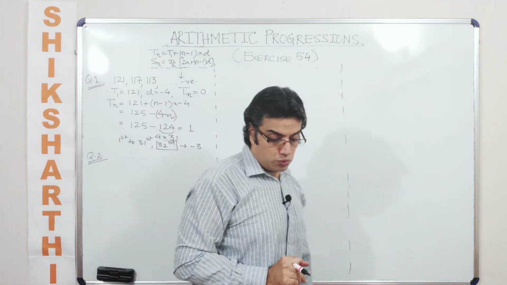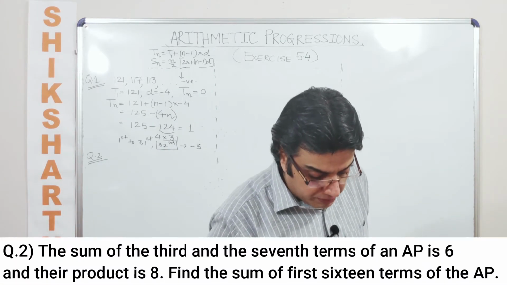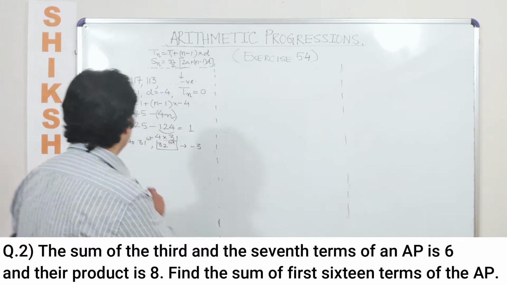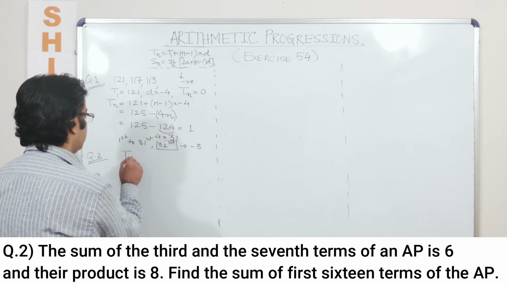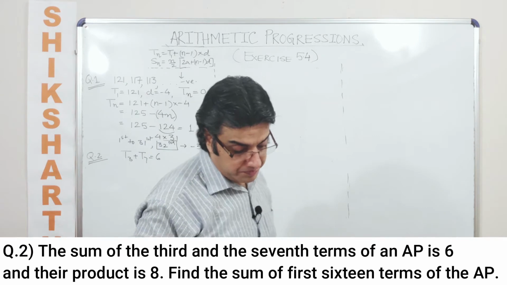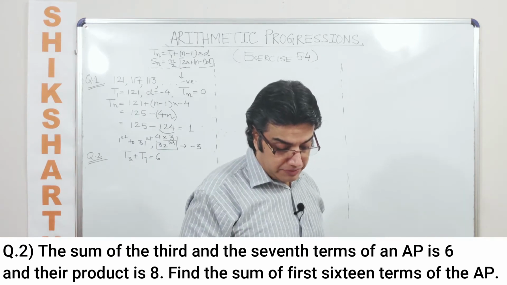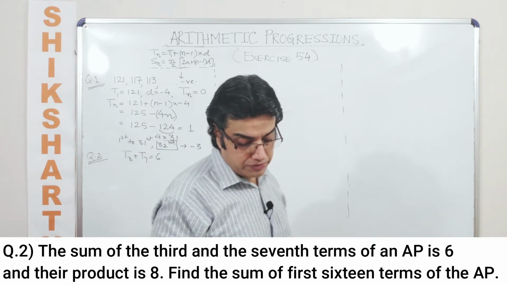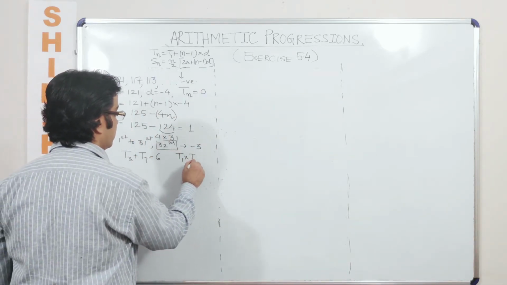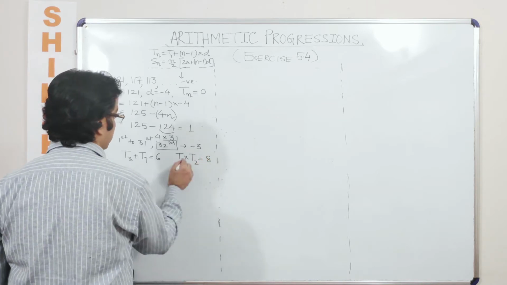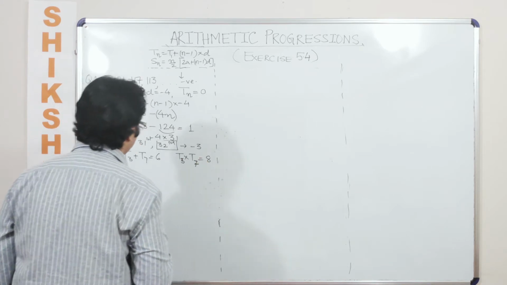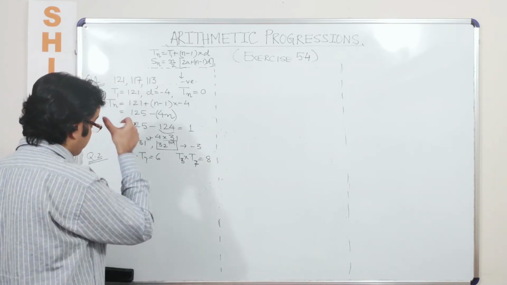So question number 2 says the sum of the third and the seventh terms of an arithmetic progression is 6. Their product is 8. Find the sum of the first 16 terms of the AP. So we are saying basically t3 into t7 is equal to 8, and t3 plus t7 is equal to 6. Okay.